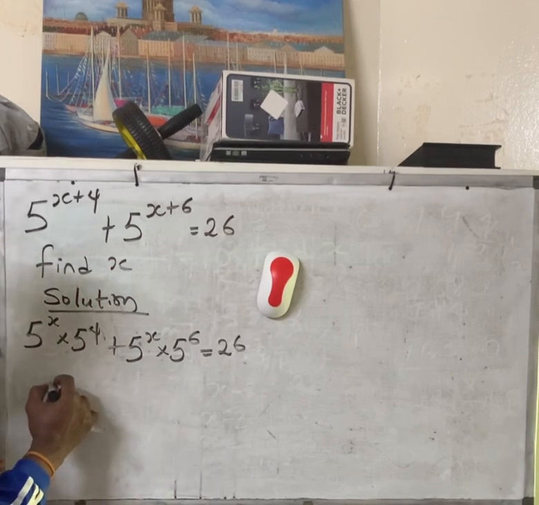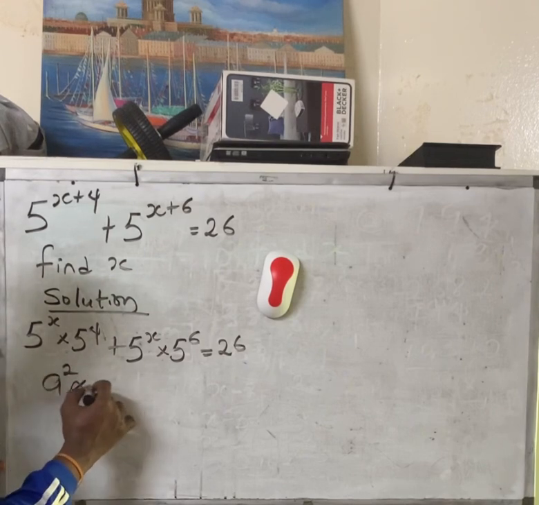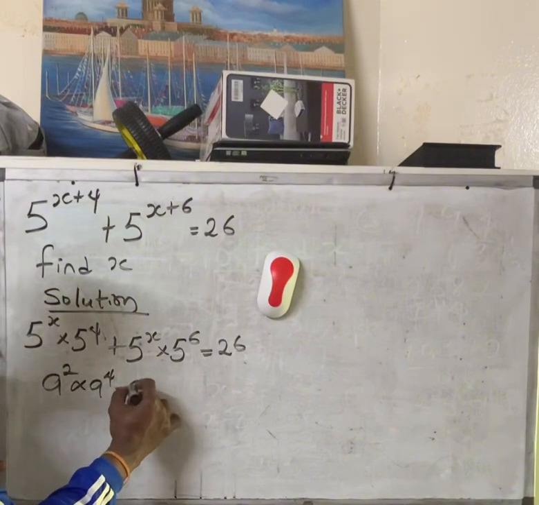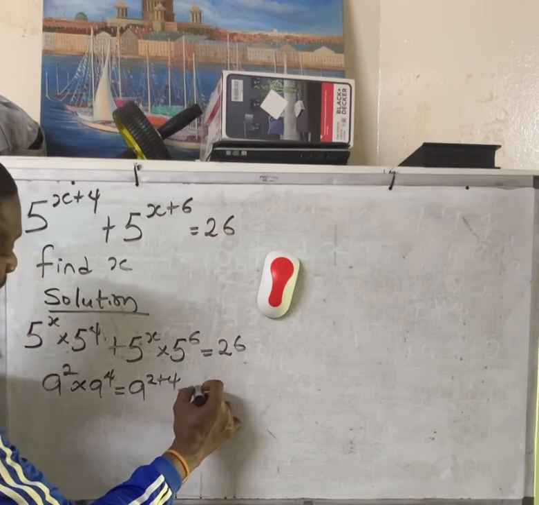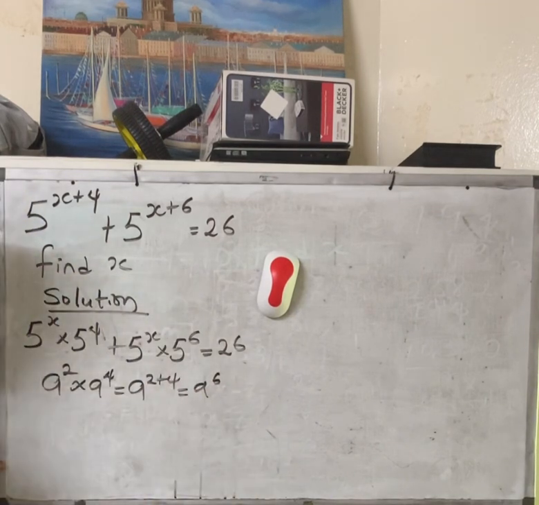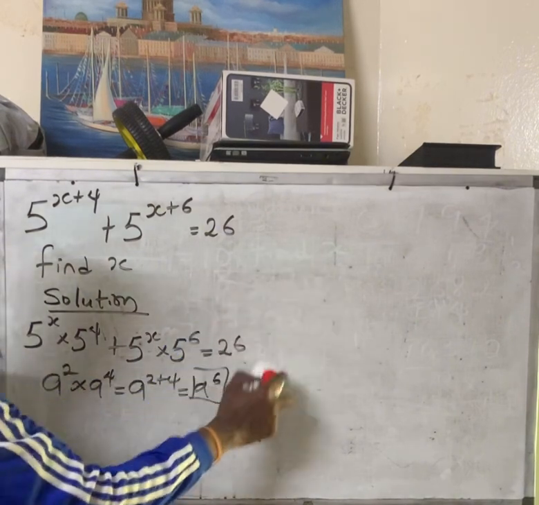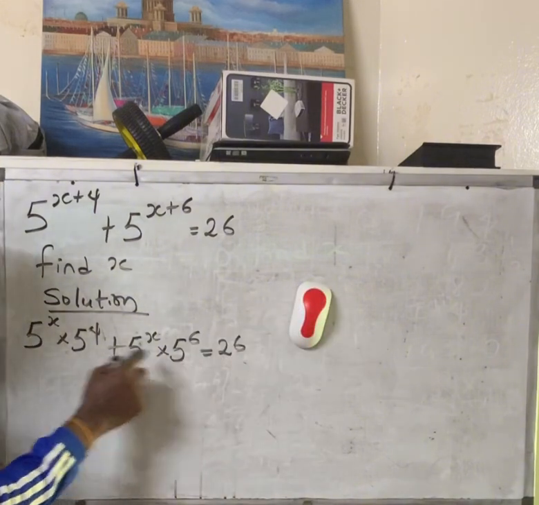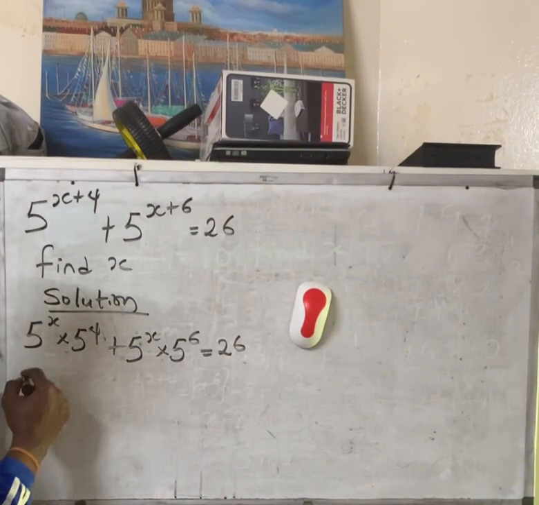Remember, if we have a raised to power 2 times a raised to power 4, it can be written as a raised to power 2 plus 4, which is a raised to power 6. Okay, so we can use this the other way round too. So we can actually apply the same law to expand this, so we can actually get 5 raised to power 4 here. All right, so this is what we'll do.